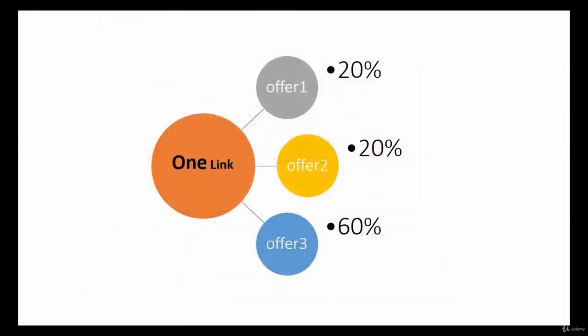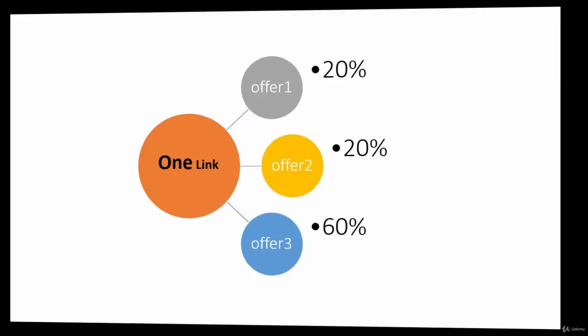So I'm going to show you an example of promoting 3 offers through one link. For example, if we send our first offer to 20% of our visitors, send our second offer to 20% of other visitors, and the third offer to the last 60% of our visitors. Let's go to BMob and I'll show you how it's done.